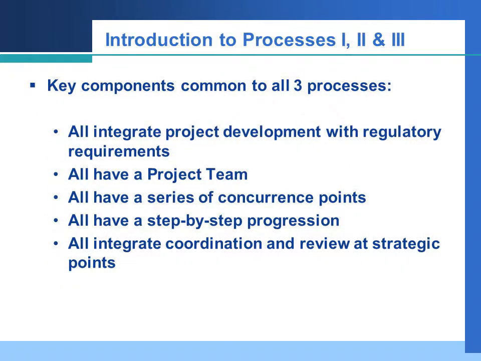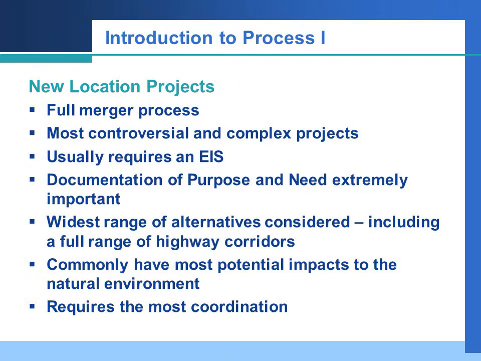All three processes have similar components and are designed to merge project development with regulatory requirements and environmental protection. These components include project teams, concurrence points, and a step-by-step progression. The addition of strategic agency coordination steps at key points in the processes was one of the most significant elements added by merger. This addition allows for a smoother flow of project development and essentially eliminates the need for redo loops. Process 1 for new location projects represents the full merger process.